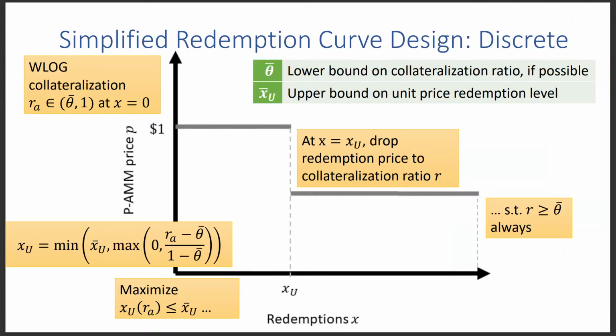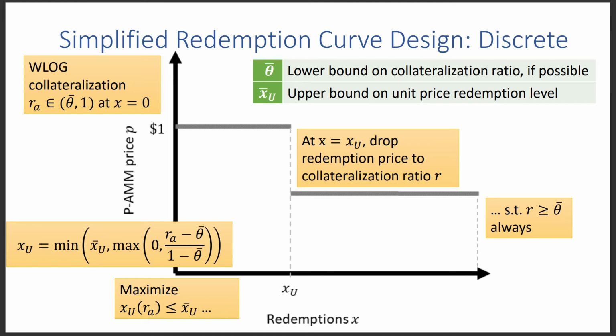Now I want to give you one simplified design that satisfies almost all of the desiderata, which is this one. There are two parameters. I'm going to talk about them in a moment. We start at some collateralization ratio. These R values are always collateralization ratios. They're between 0 and 1. And we have a lower bound on the collateralization ratio.